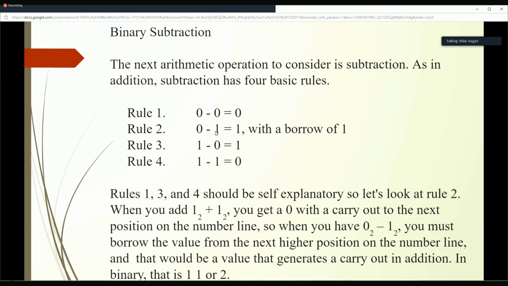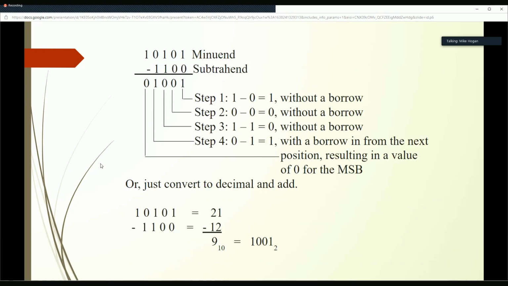0 minus 1 equals 1 with a borrow of 1. And so let's see how that plays out. Here we have a 0 minus a 1, so we get a 1. A 0 minus a 0, that's a 0. A 1 minus a 1, that's a 0. So all of those we feel real good about.